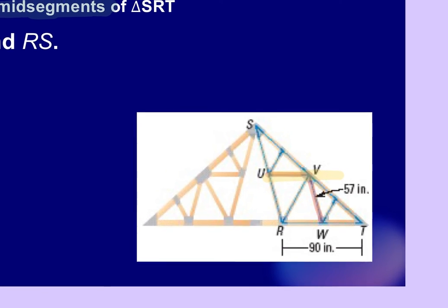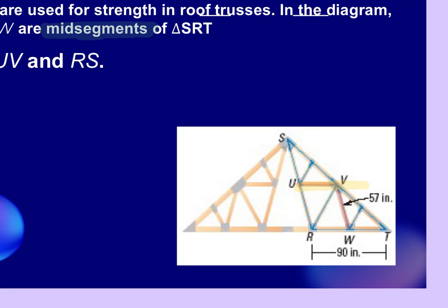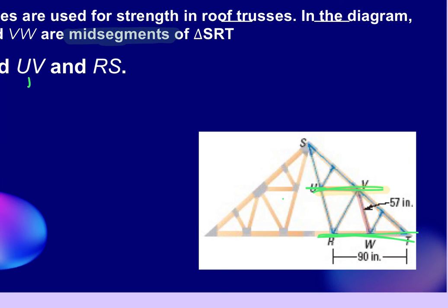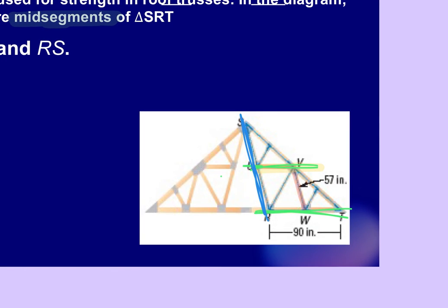How do I find the length of UV, Nick? Good. This one, UV, would be parallel to RT and half its length. So UV is 45. And then it wants RS. So RS has a relationship with which side?